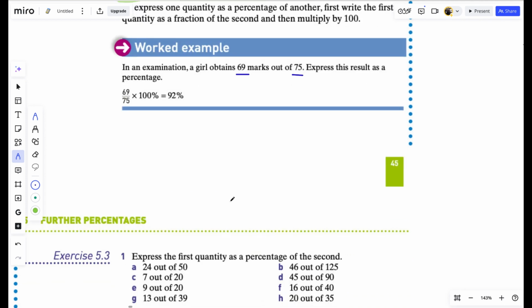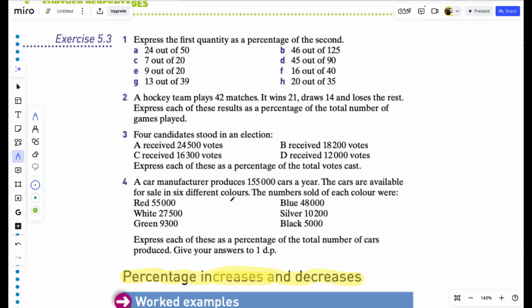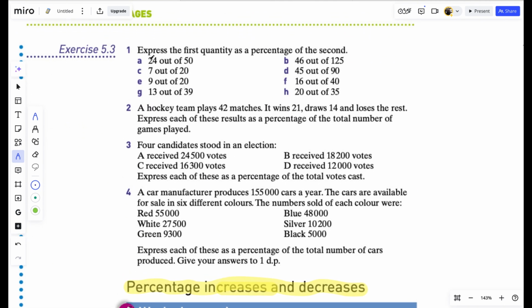Is that okay? So here we have tons of questions. We've put for you what you got over 50, 24 over 50 times 100, to get the percentage. Let's do this first one: 24 over 50, times 100. Then let's see what the percentage will be.